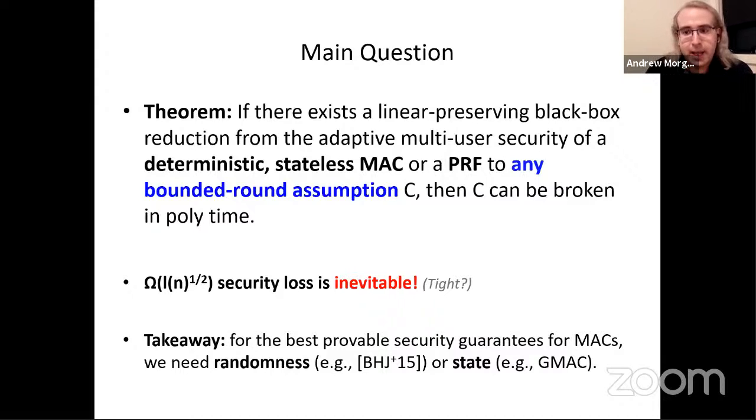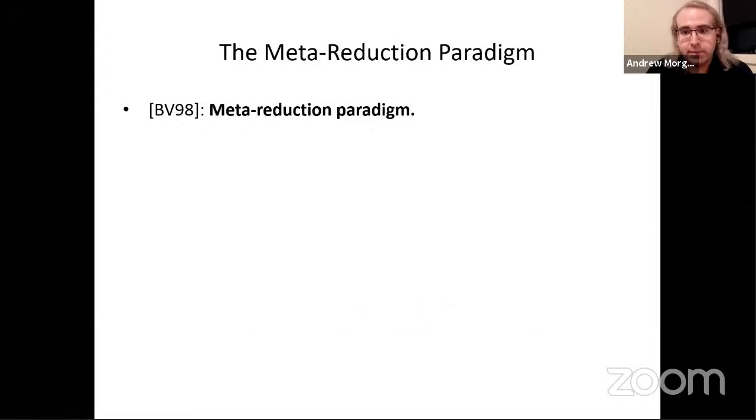So in the rest of the time I have, I'll go over how we prove our theorem at a high level. We rely on the meta-reduction paradigm originally proposed by Boneh and Venkatesan in 1998 to prove our theorem.